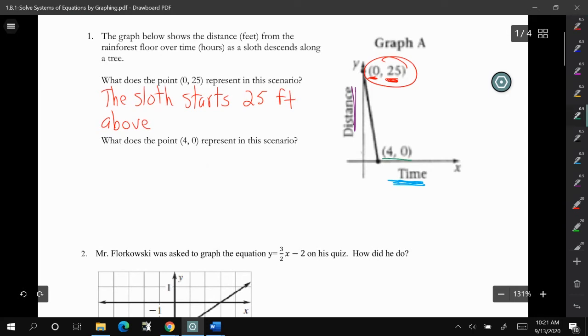Okay, (4, 0) is right here. So now the x value is 4, so that means 4 hours have passed, and the y value is 0, which means the distance above the ground of the sloth is now 0. So this means after 4 hours, the sloth is on the ground.